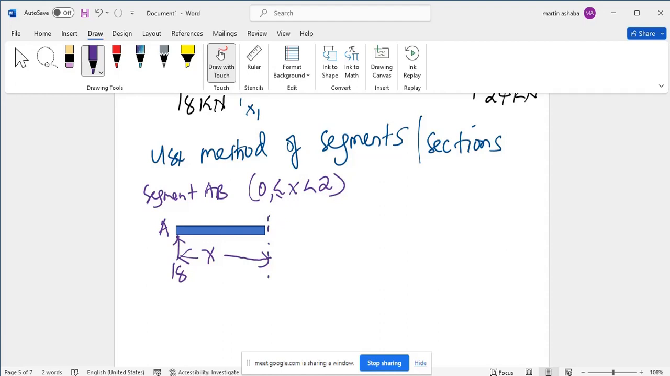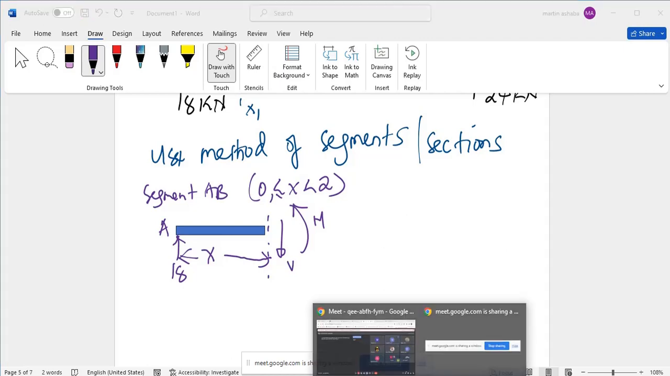Now if we do that, we said we have a shear force here, and we have a bending moment that way. Let me make the shear force face down. Usually what we do, we make it face down. Then you make this one a bending moment. Remember, this one is a V, or what we call a shear.